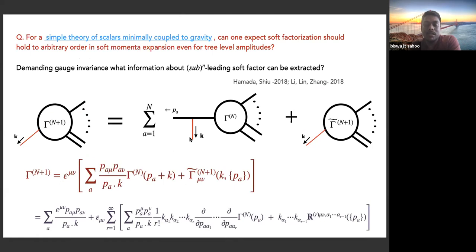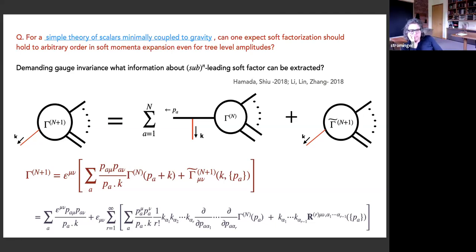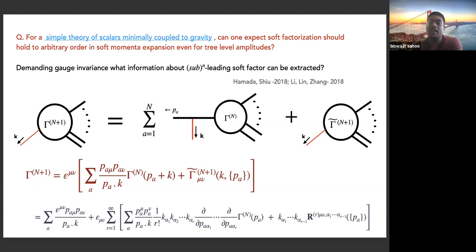Now the question could be, fine, for a generic theory where non-minimal couplings are there, the matter particles can have arbitrary spin, it may be very complicated to extend this soft factorization to higher orders. But can we consider a very simple theory, say a scalar coupled to gravity minimally, and can we extend this factorization procedure there? People have tried; there are 2 papers from 2018 where they used just gauge invariance, at least at tree level, to show that this factorization can be completely determined to arbitrary order.